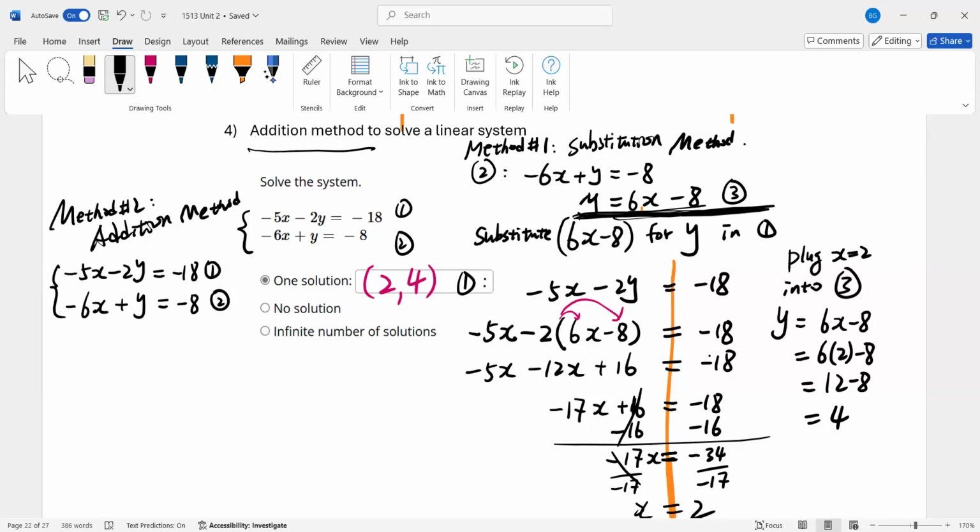How do we do that? This is what we're going to do, okay? Copy equation 1.